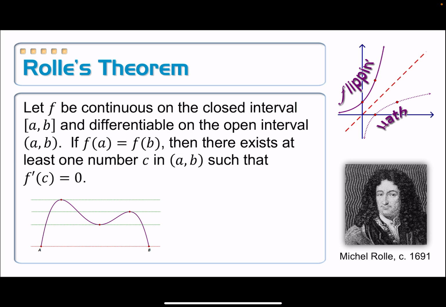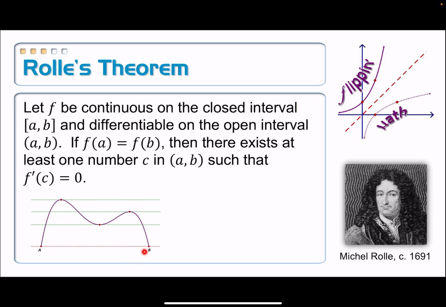So make sure that if you're required to apply this theorem for a particular question, maybe on a free response question, that you point out those conditions are met. But there's another one. If f of a is equal to f of b, remember that the y values have to be the same, then there exists at least one number c in the interval from a to b such that f prime of c is equal to 0.